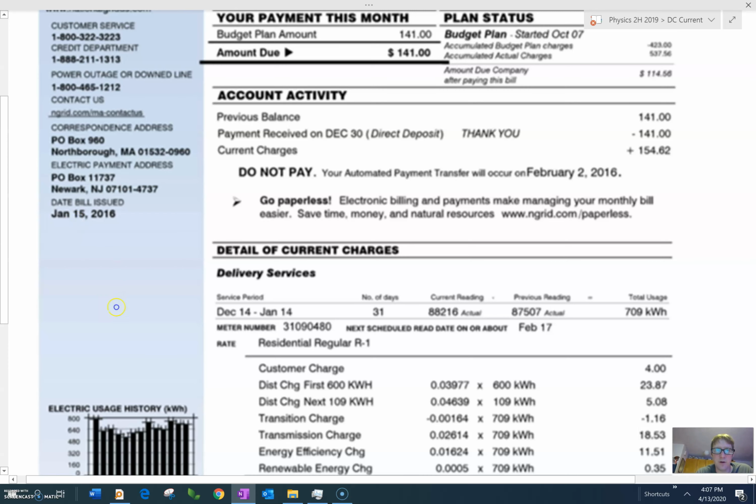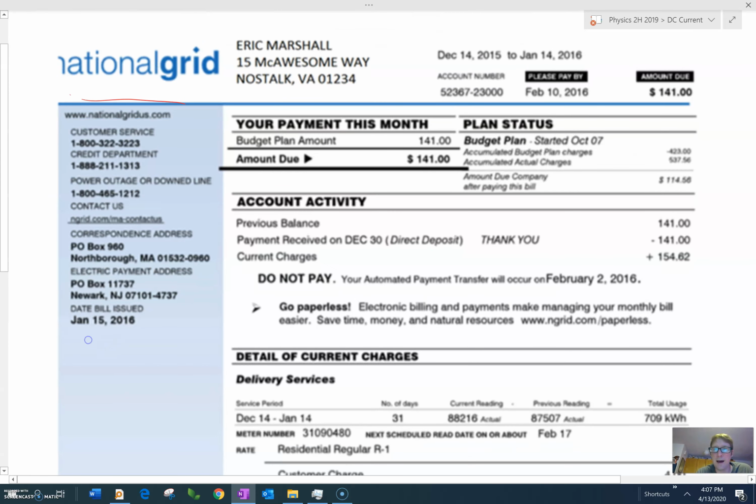What I have here is a copy of an old electrical power bill for me. The bill is coming from National Grid, but all the utilities are roughly the same. This bill has a lot of extra information, and I'll gloss through it pretty quickly.